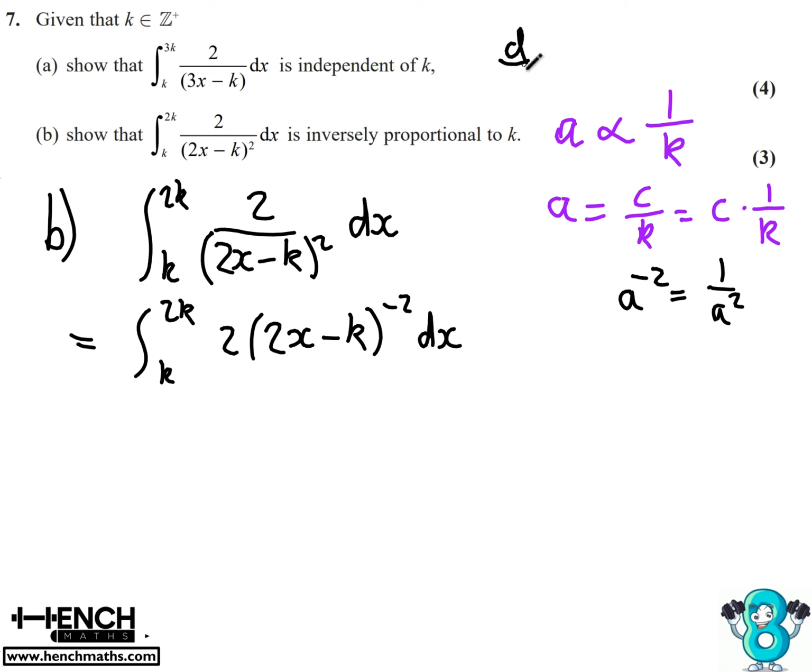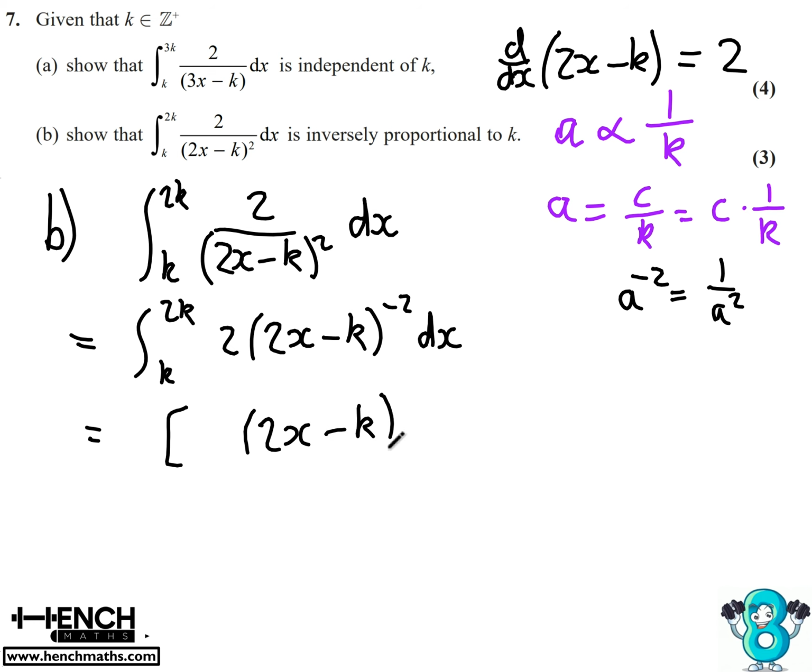So the derivative of 2x minus k is just 2. So we've also got to remember to divide by 2. It's called reverse chain rule because if you were differentiating, you would multiply by 2. So let's put this into practice. We're going to add 1 to the power, so you're going to get 2x subtract k to the power of negative 1. And then we're going to divide by negative 1. We're also going to divide by 2, so that's going to cancel out this 2. So we have negative 2 over 2, and these are going to cancel out, and our limits will stay the same.